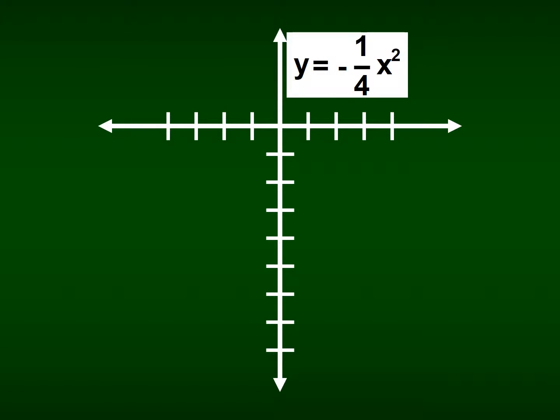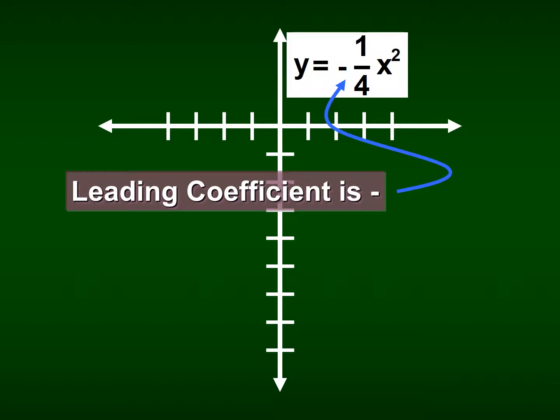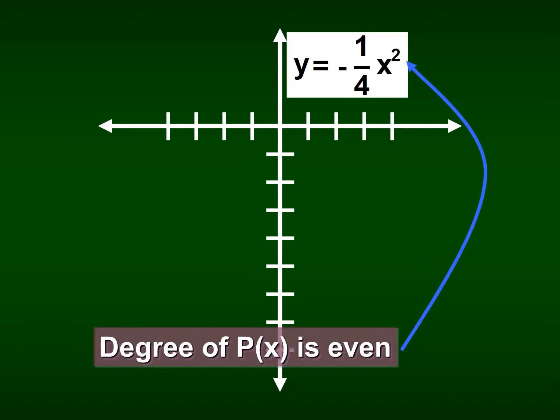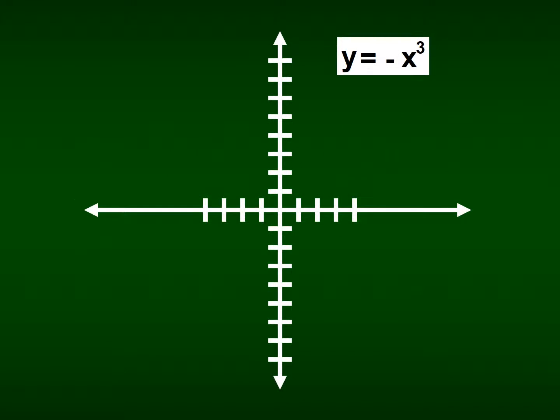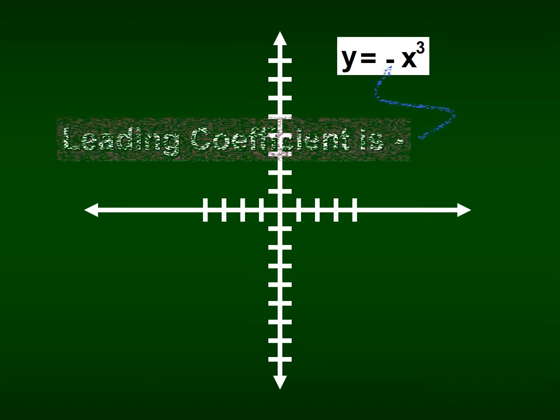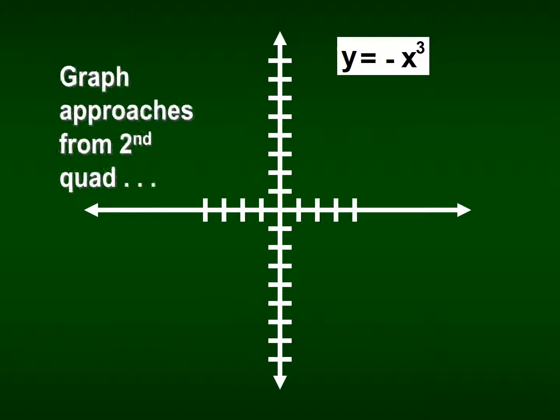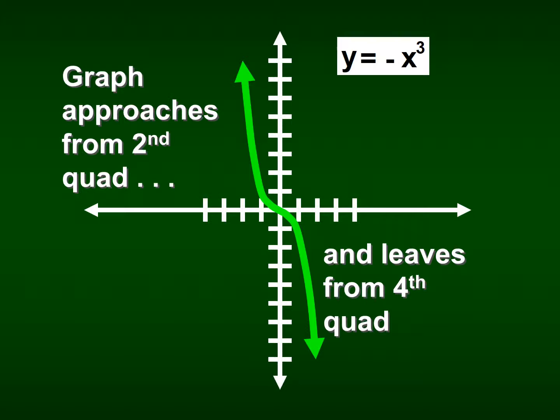Now let's look at negative 1/4 x squared. This is very similar. The only thing that we changed is that the leading coefficient is now negative. And the degree of our polynomial is still even. So now we're going to approach from the third and leave from the fourth. Now let's make that degree 3 have a negative leading coefficient. That means we're going to approach from the second and leave from the fourth. So anytime you put a negative, it kind of switches from what the original looks like.